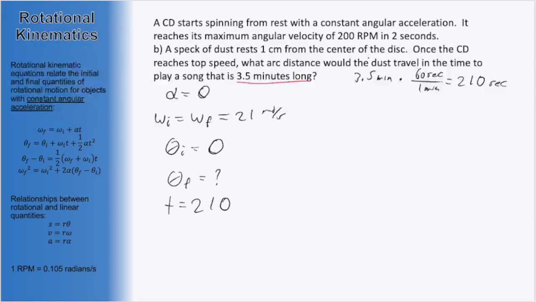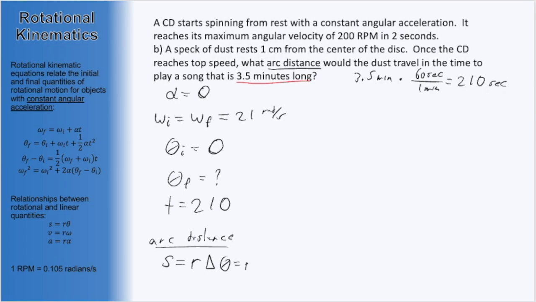But now, what exactly are we looking for? This question is asking about the arc distance that this speck of dust travels. Arc distance is like measuring how far along a circular track you have run, or in this case, measuring how far this speck of dust has traveled going around the center of the circle. And the equation we use for arc distance is s, which equals the arc distance, equals the radius of our circular motion, multiplied by the angle that the object has rotated through.